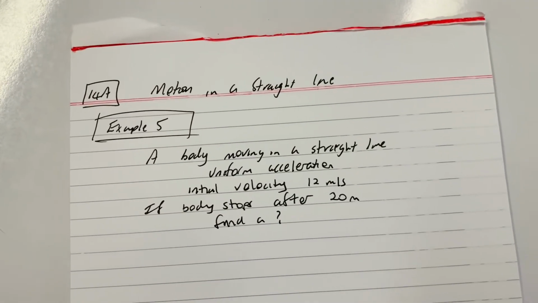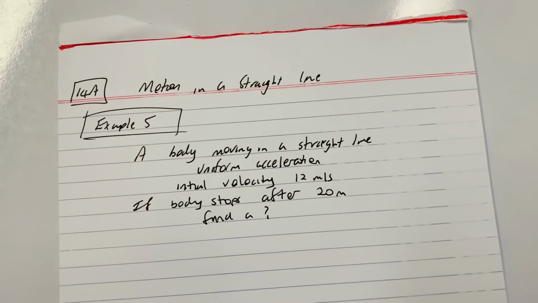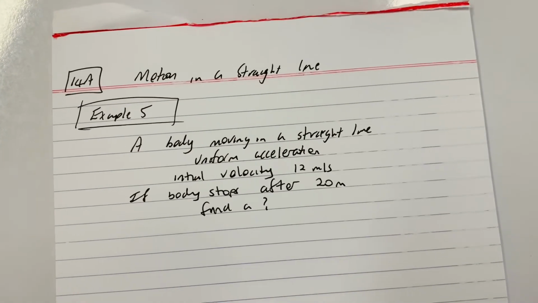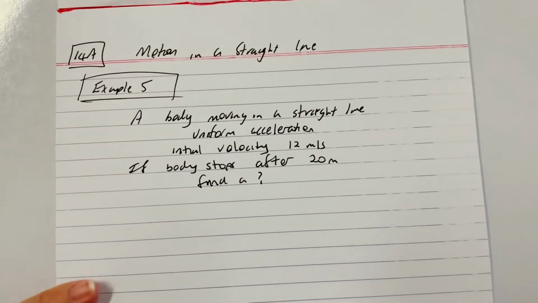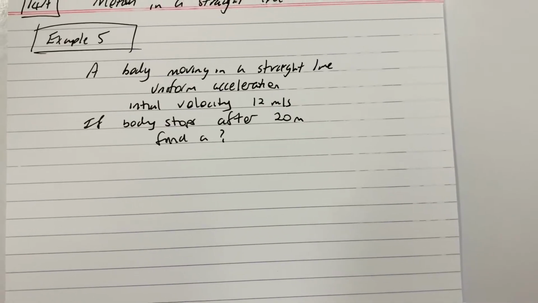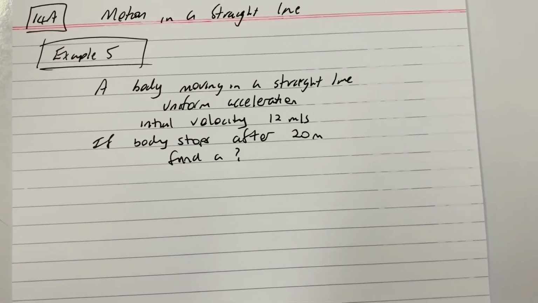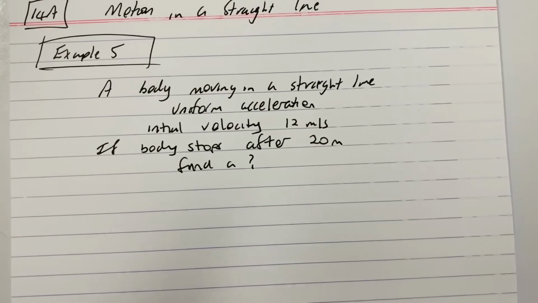Okay, chapter 14a, motion in a straight line. Example 5. A body moving in a straight line with uniform acceleration. Initial velocity is 12 meters per second. The body stops after 20 meters. Find a. There are actually multiple ways of solving this question.